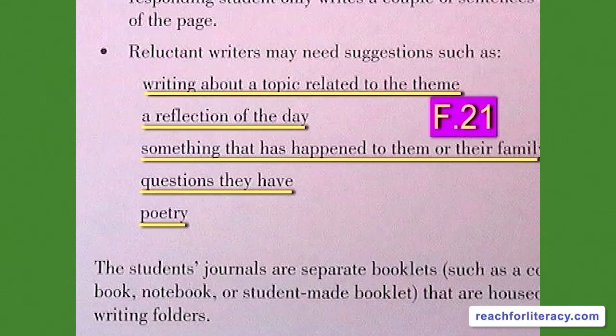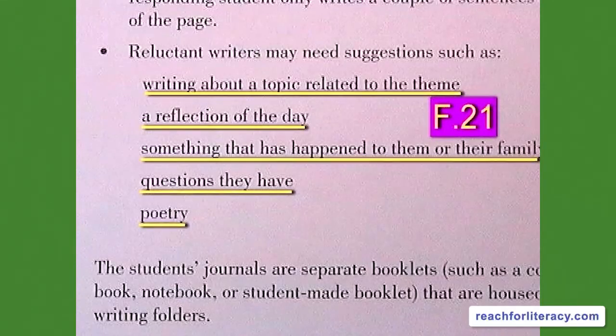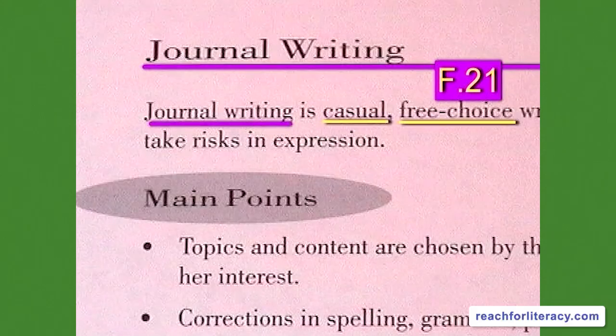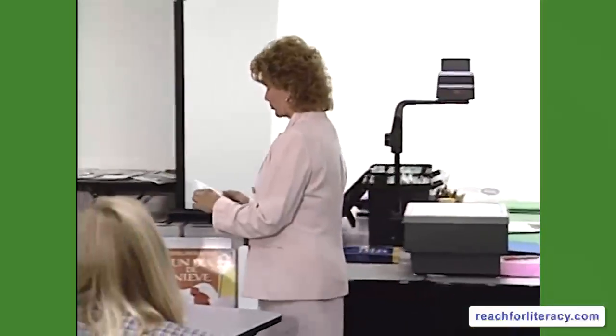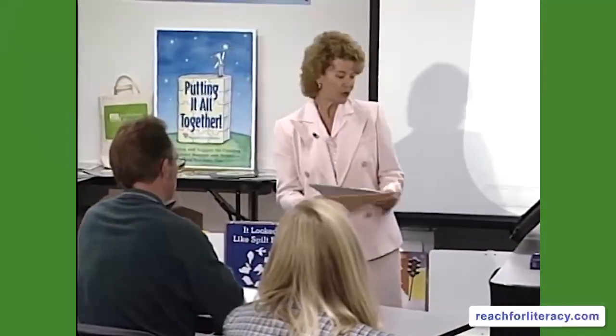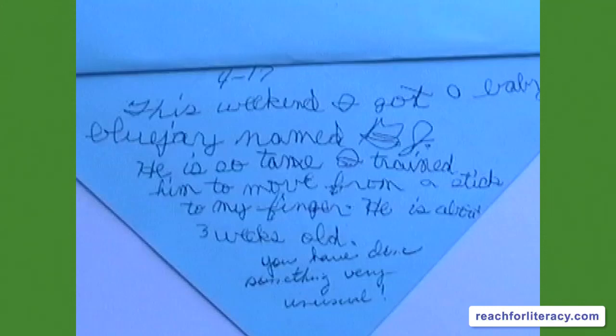So let's give you some examples of how a student can write about a topic related to a theme, how they can sometimes write about something that's happening to them or their family, or maybe questions they have, or sometimes some of them will even attempt a piece of poetry. But this is writing that is spontaneous, or it's writing that the student has not been assigned in any form. So let's take a look at a couple examples of some of the writing that I collected when I was a teacher.